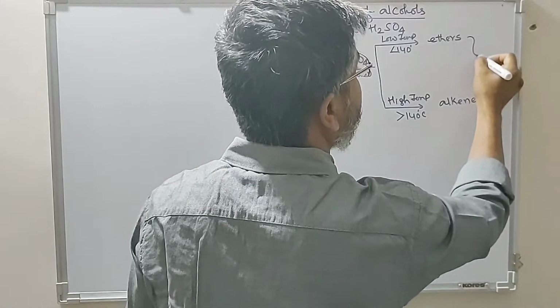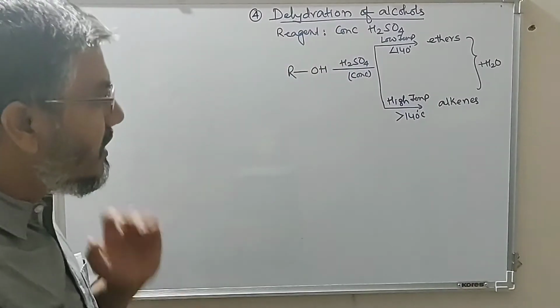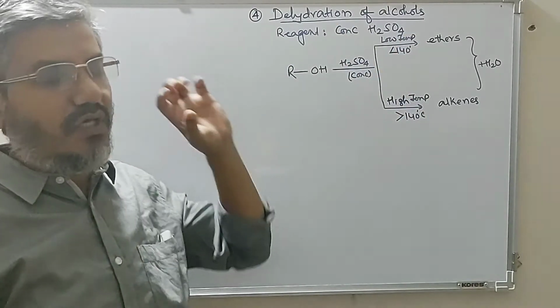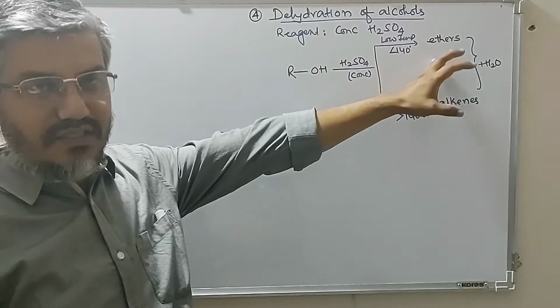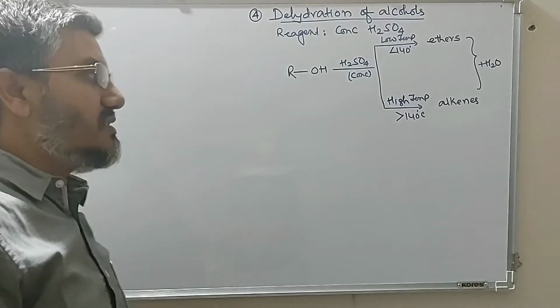So in both cases, water is removed, so the reaction is dehydration, but the products are different depending on the temperature. Low temperature condition, ether is the major product. High temperature condition, alkene is the major product.